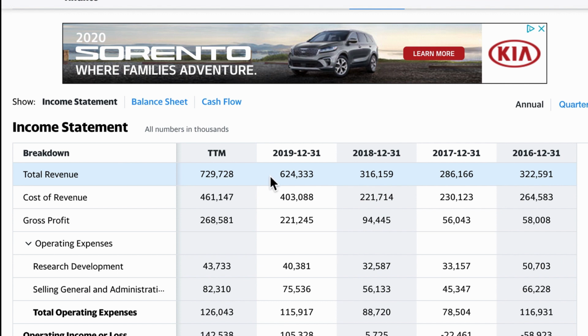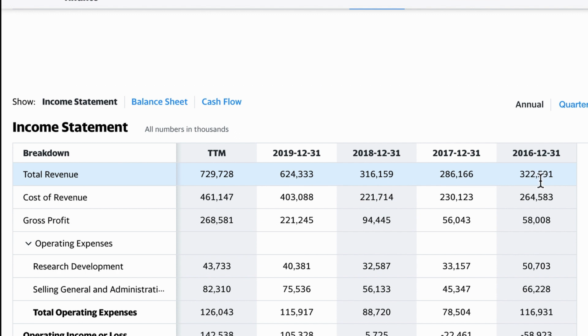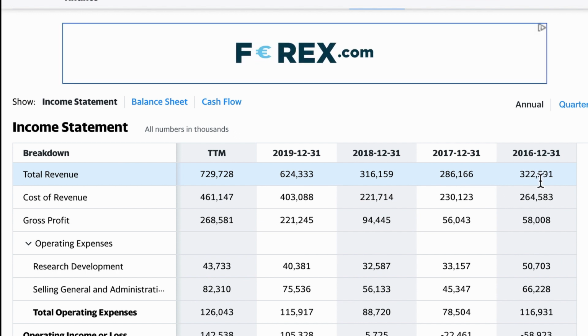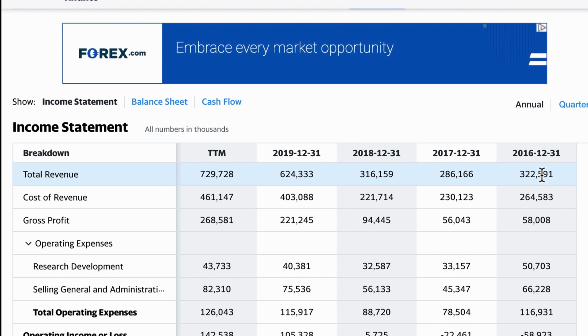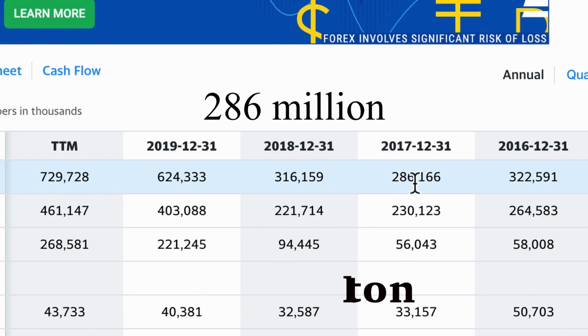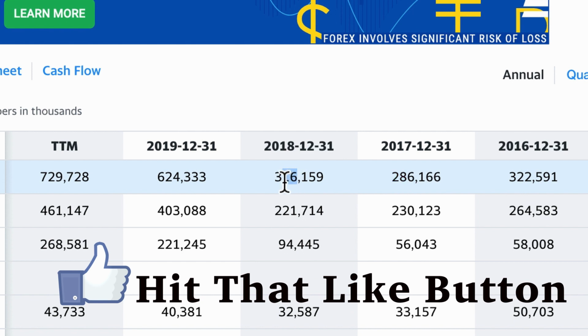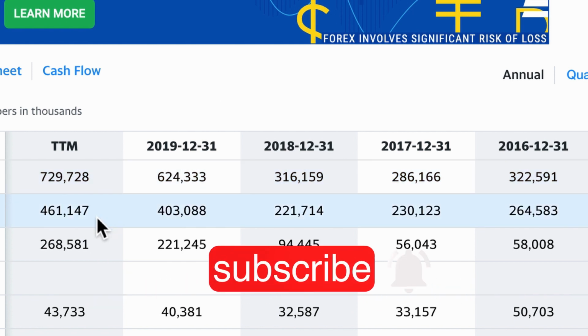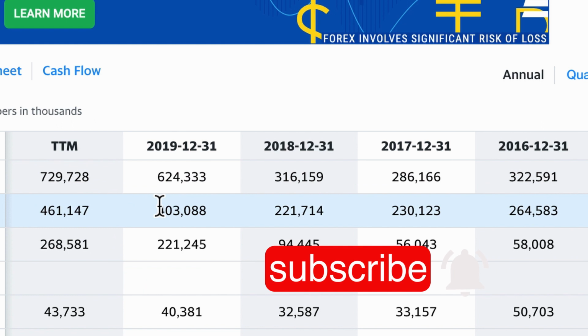Total revenue is how much the company is able to bring in from their total sales of their services and products. When we're looking at total revenue, we want to see that this number is consistently growing if they are a growth company. Now, a growth company will generally have ups and downs. It won't be a straight line up, but you can see here that they made 322 million, then 286 million, and then 624 million. So their revenue actually doubled over time.